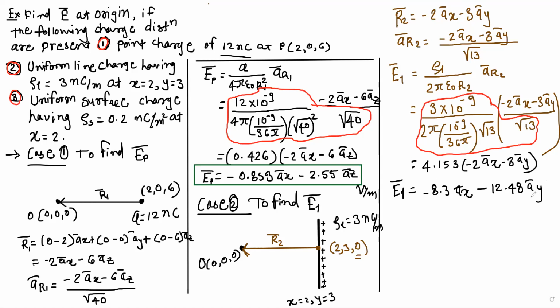A bar Y. The unit of this is volts per meter. Absolutely correct. So this is the answer for electric field intensity at origin because of the line charge. So here we completed the second part of this example. Is it clear? Any doubt so far?